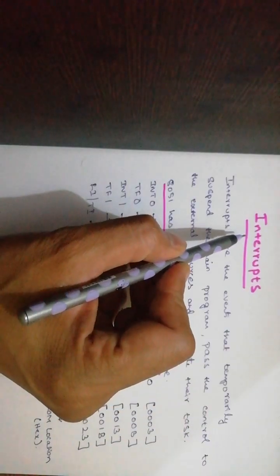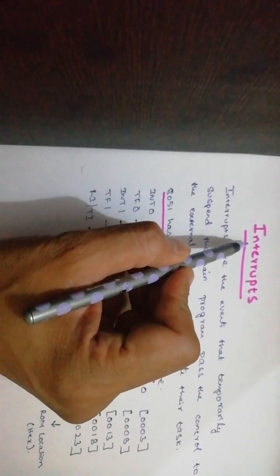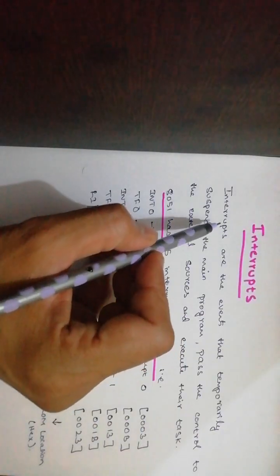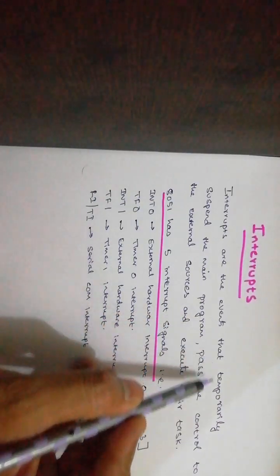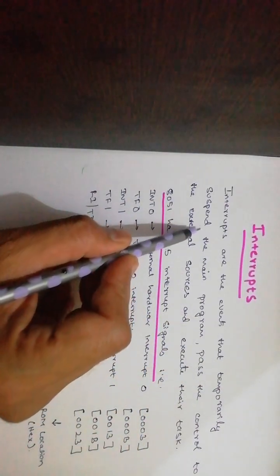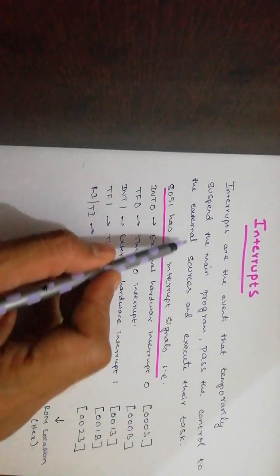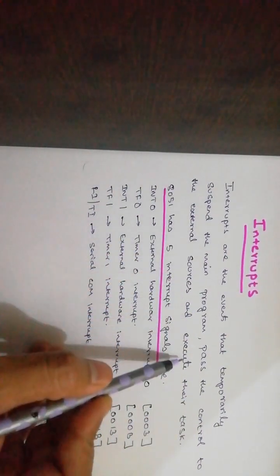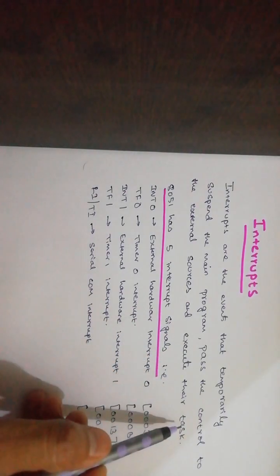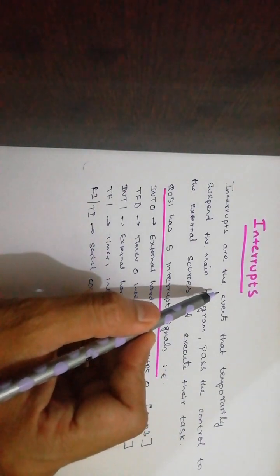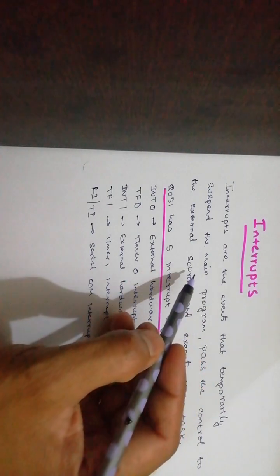Now we will get to know about interrupts. What are interrupts? Interrupts are the events that temporarily suspend the main program, pass the control to the external sources, and execute their task. Means, for example, one program will be running.